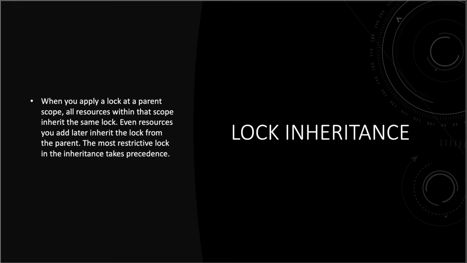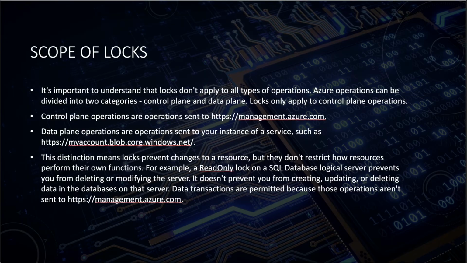So if you have your master email server that does not have a lock on it, and you put one in the cluster that does have a lock, all of your email servers will inherit that lock. So the most restrictive one wins, always, when it comes to permissions and inheritance. So the scope of lock is kind of important to understand.